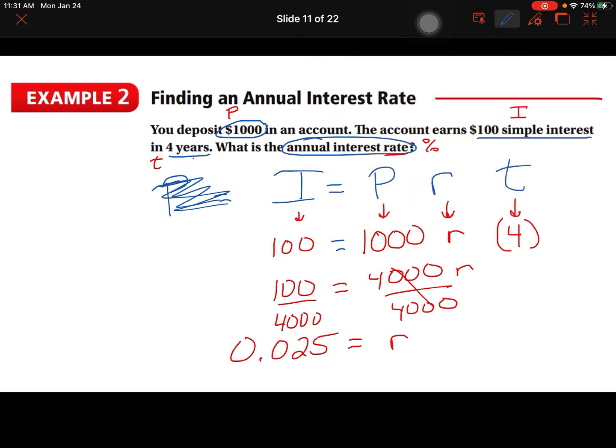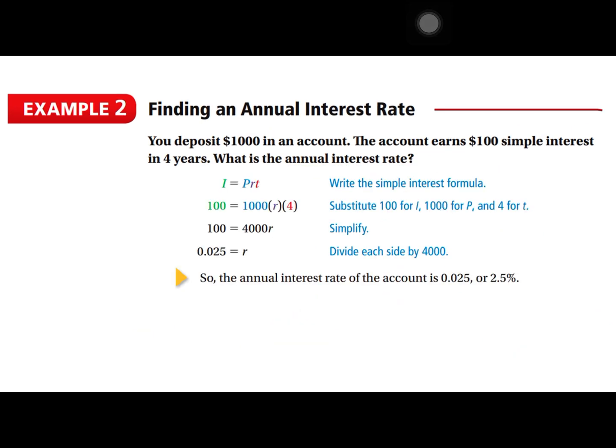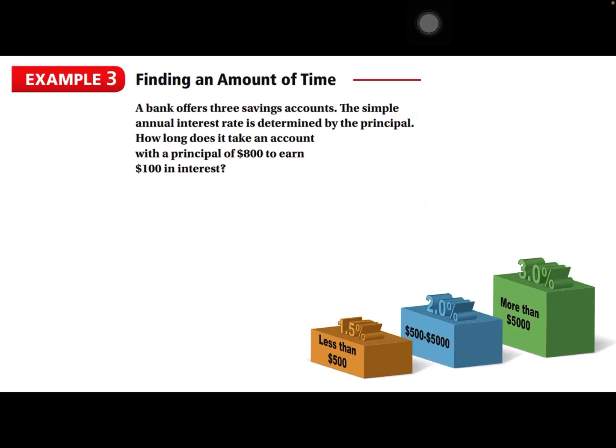So what we need to do is change this decimal back into its percent form. So we're going to move that decimal point over 2. So R is really 2.5%. So our interest rate was 2.5% for that 4 years. Okay. And so there's that worked out from the textbook.